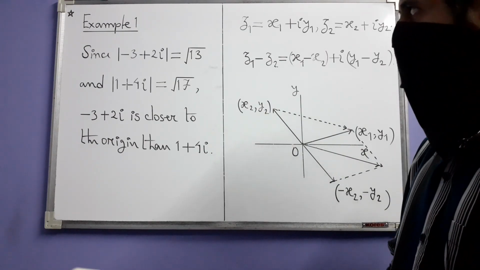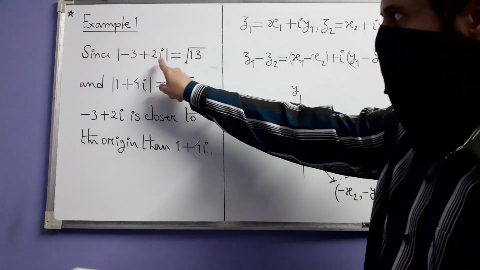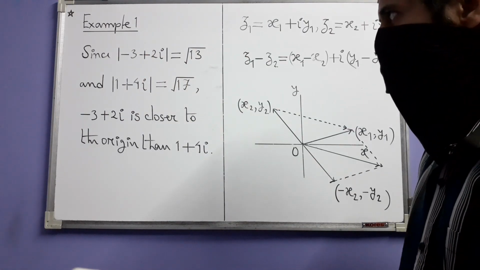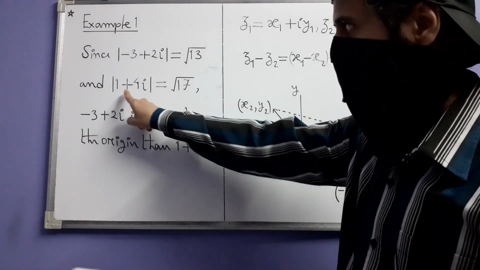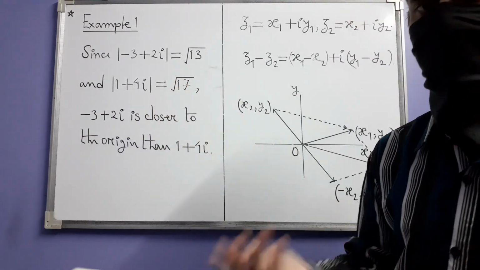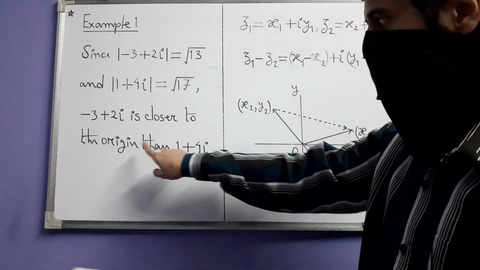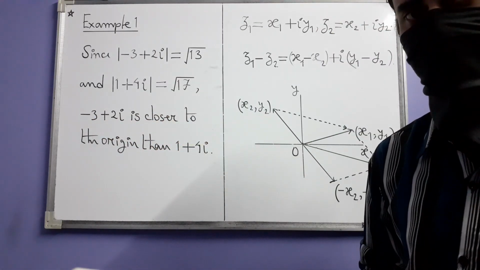For example, the absolute value of minus 3 plus 2i is square root of 13, which you can calculate yourself. It's a simple thing. And the absolute value of 1 plus 4i is larger, square root of 17. So this complex number is closer to the origin than this second one.